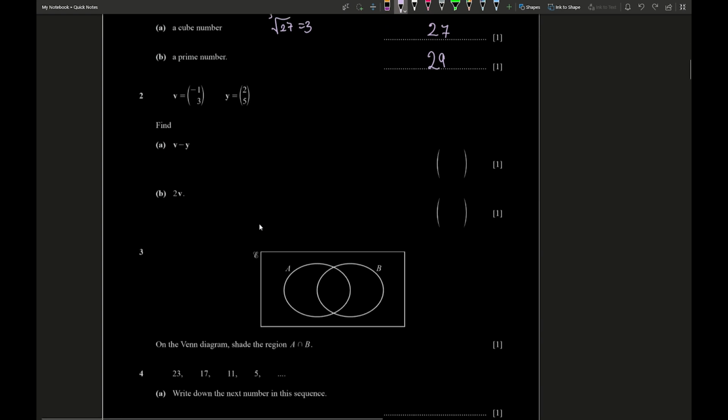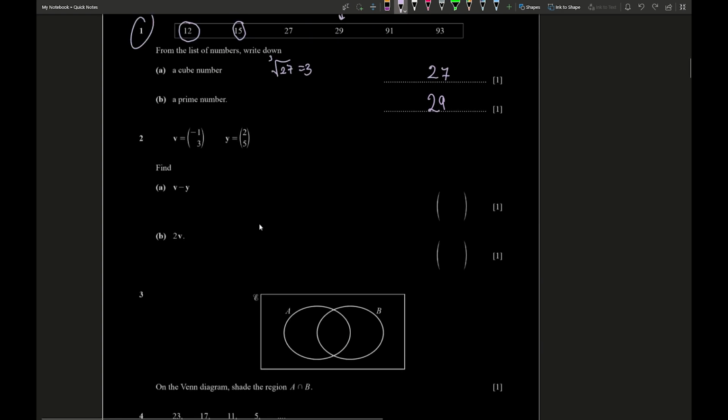Alright, question number 2. We're given two vectors v and y, where v is equal to (-1, 3) and y is equal to (2, 5). Find for part A v minus y, and for part B 2 multiplied by the vector v. So we're given two vectors, and we're told to subtract vector y from vector v. How do we do that? Well, when it comes to addition and subtraction in vectors, we add or subtract the corresponding components of each vector.